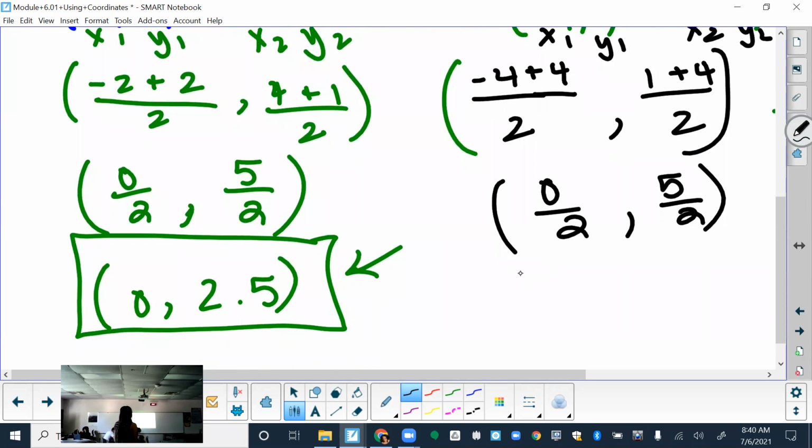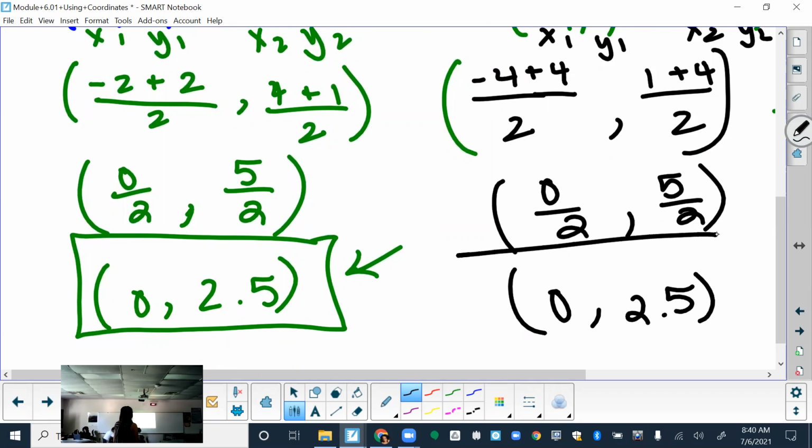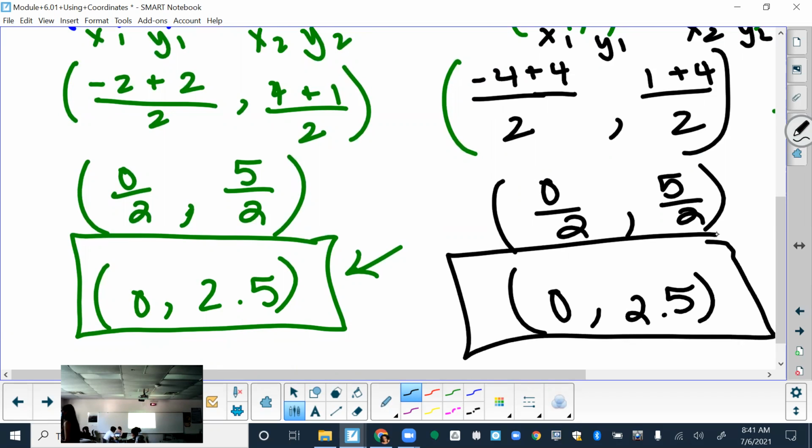Notice we do have the same thing from this point. It might be different in other examples. But 0 divided by 2 again is 0, and 5 divided by 2 again is 2.5. Right, so yes, I know it did say it would be exactly the same, but once we get to having to prove things, that's how you can say this is a parallelogram because they do bisect at the same point. Questions?